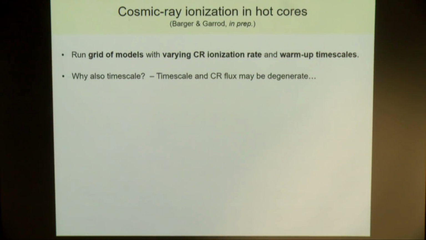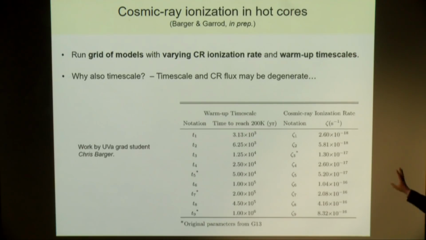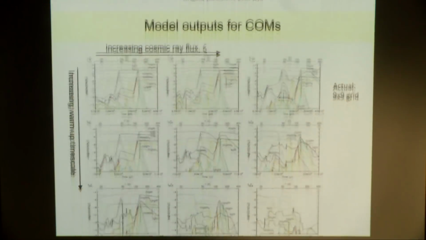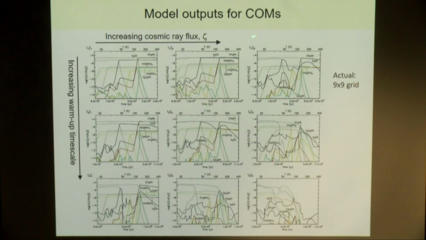So my student, Chris Barger, ran a grid of models, 9 models in time, 9 models in cosmic ray ionization rate. They're all more or less varying by a factor of 2 between each model. And we run 81 models just to see what happens. Okay, so these are the sort of results for some of the common hot core molecules. Okay, so we're seeing cosmic ray flux increasing from left to right. The warm-up timescale, this sort of characteristic chemical timescale, increasing from top to bottom.